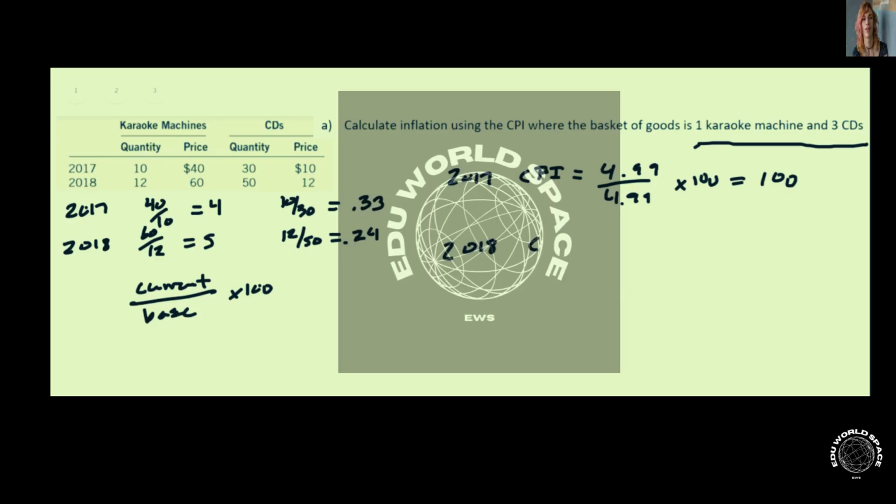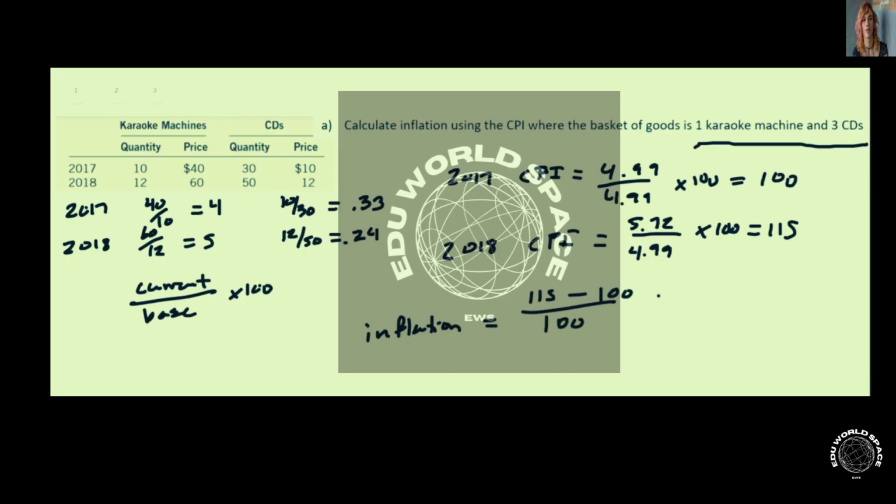For 2018, the CPI is $5.72 over $4.99 times 100 equals 115. And we're calculating inflation, which is the change in the price level. It equals the CPI for the current year minus the CPI for the base year, over the CPI for the base year, times 100, which equals 15. So we have 15% inflation.